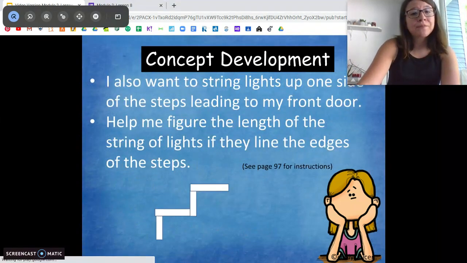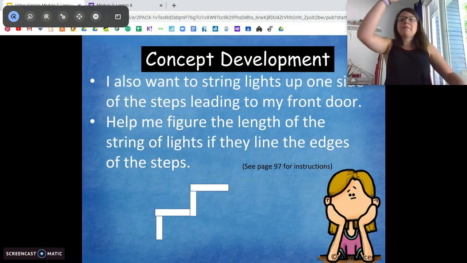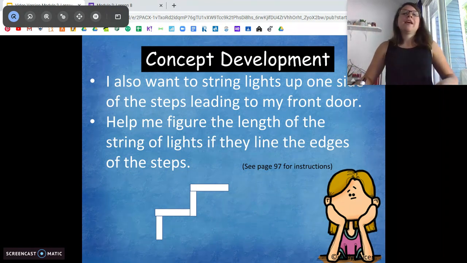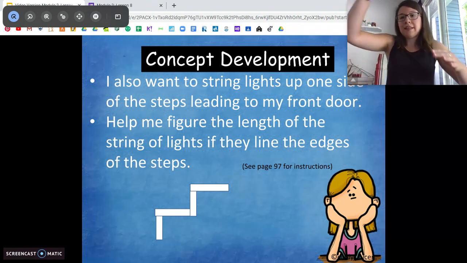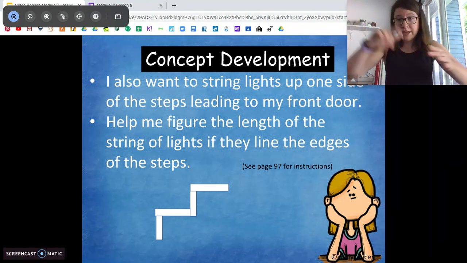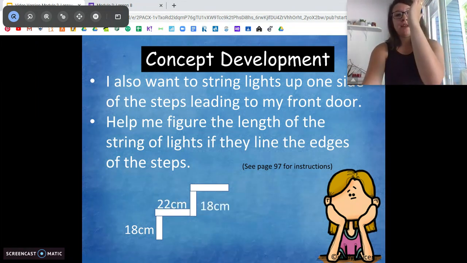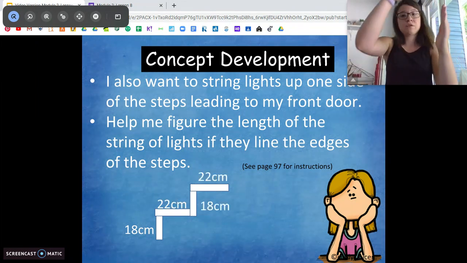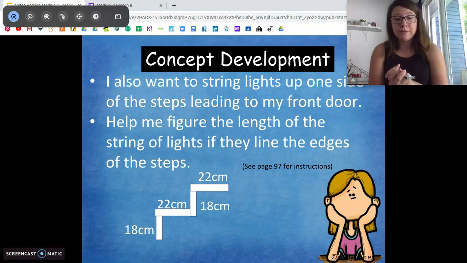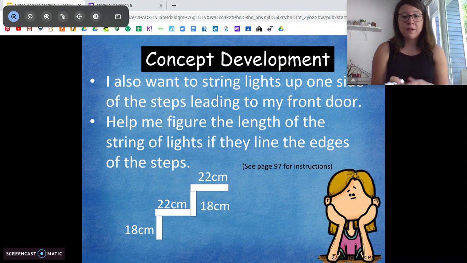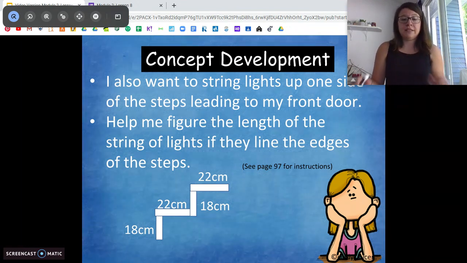All right, and then I also want to add string lights up the side of my steps going to my front door. Make it a little festive. Can you help me figure out the length of the string of lights if I want it to line the edges of my steps? I measured the stairs for you. So I have 18 centimeters, 22, 18, and 22. So how long does my string of lights need to be? Pause the video and solve for that now.